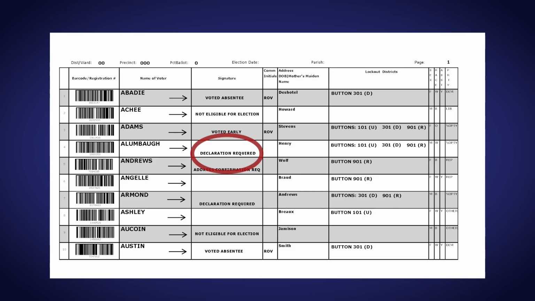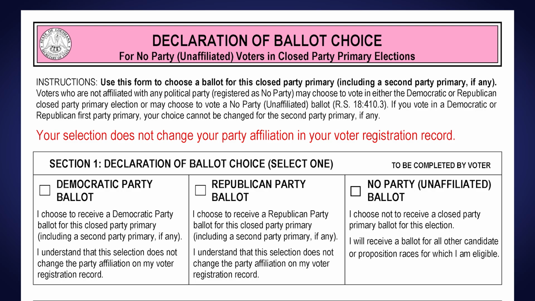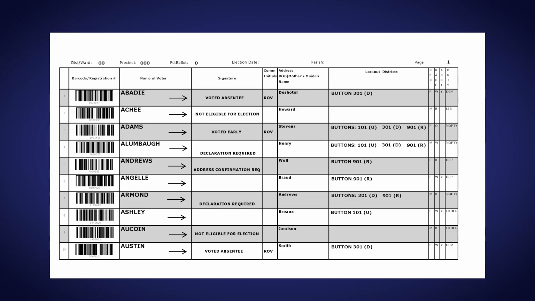All eligible voters, no matter what party they affiliate with, will see any open races, propositions, or constitutional amendments on their ballot. All voters registered as no party will be noted on the signature line of the precinct register as declaration required. They must complete a declaration of ballot choice form. Voters registered in any other party other than Democratic, Republican, or no party may only vote if there are open races, propositions, or constitutional amendments on the ballot. If there are no open races or propositions, their precinct register will clearly state not eligible for election.